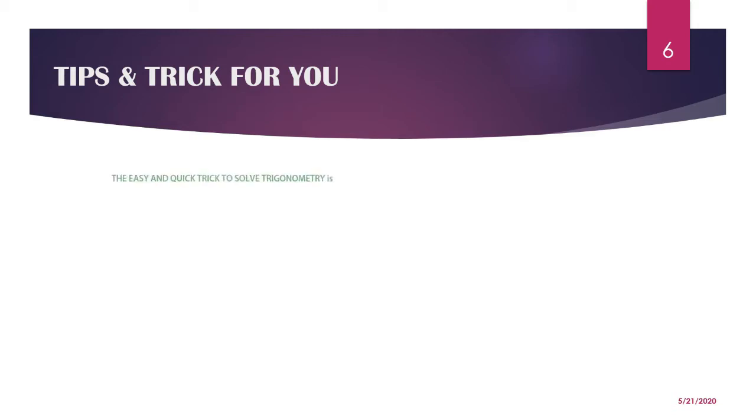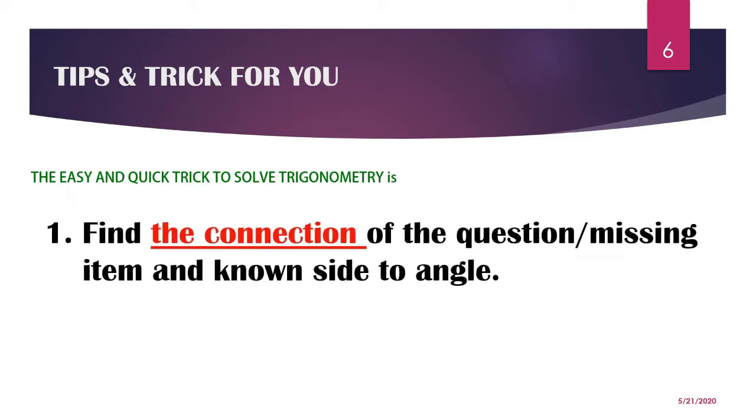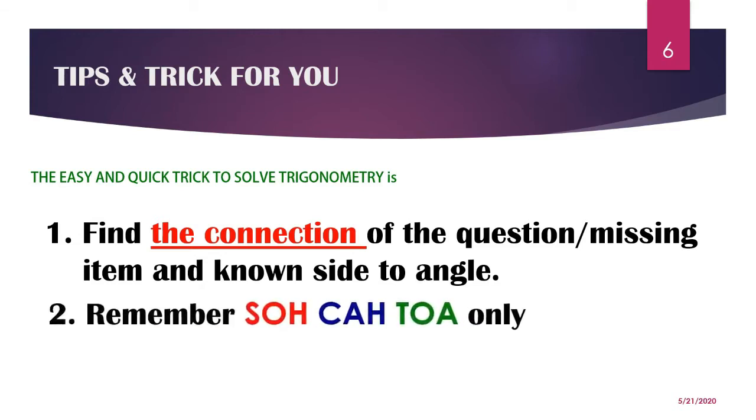Okay, tips and tricks for you. How to solve trigonometric ratios. The easy and quick trick to solve trigonometry is 1. Find the connection of the question or missing item and known side to angle. Listen, with respect to angle. And 2, just remember SOHCAHTOA. Sine opposite over hypotenuse, cosine adjacent over hypotenuse, and tangent opposite over adjacent. Just remember that, SOHCAHTOA.